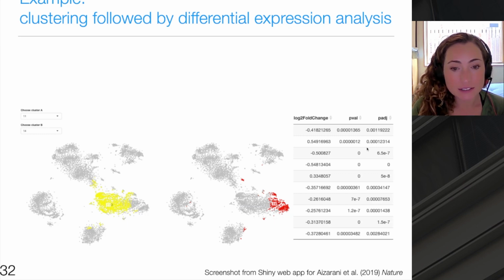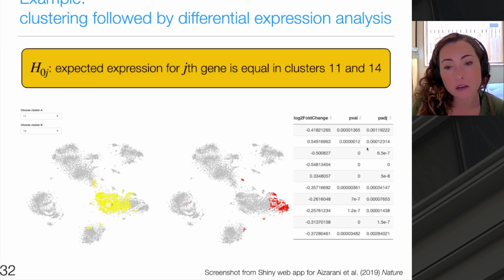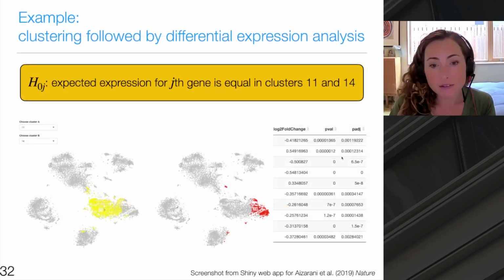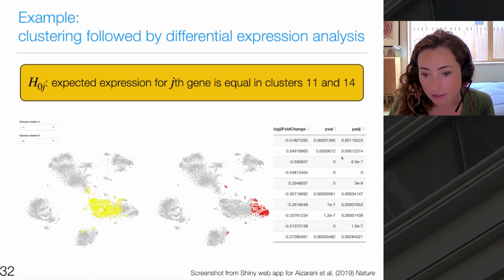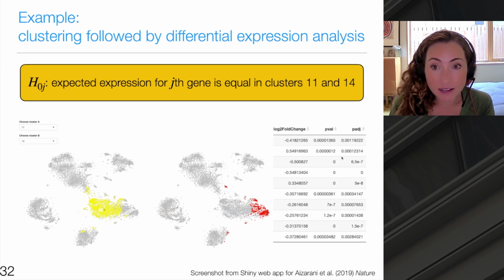As a statistician, we might be concerned because the null hypothesis they're testing is that the expected expression for the jth gene is equal in clusters 11 and 14. But there's a problem, which is that we estimated these clusters from the data. And so we know that clusters 11 and 14 are going to look different on this data because we literally estimated these clusters on this data. In other words, we came up with this null hypothesis by looking at the data. And so there's a problem. Okay, so what can we do about it?